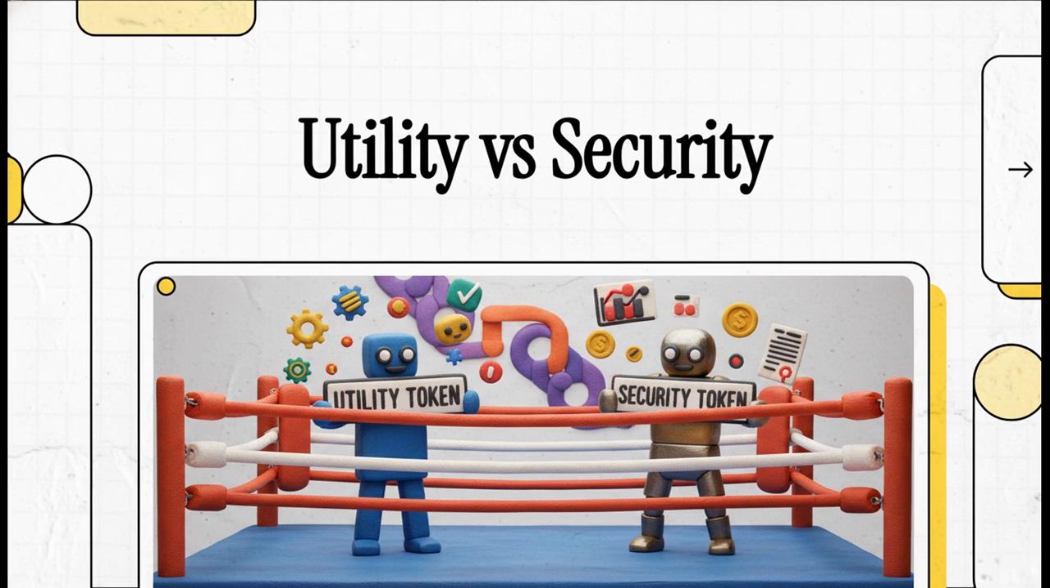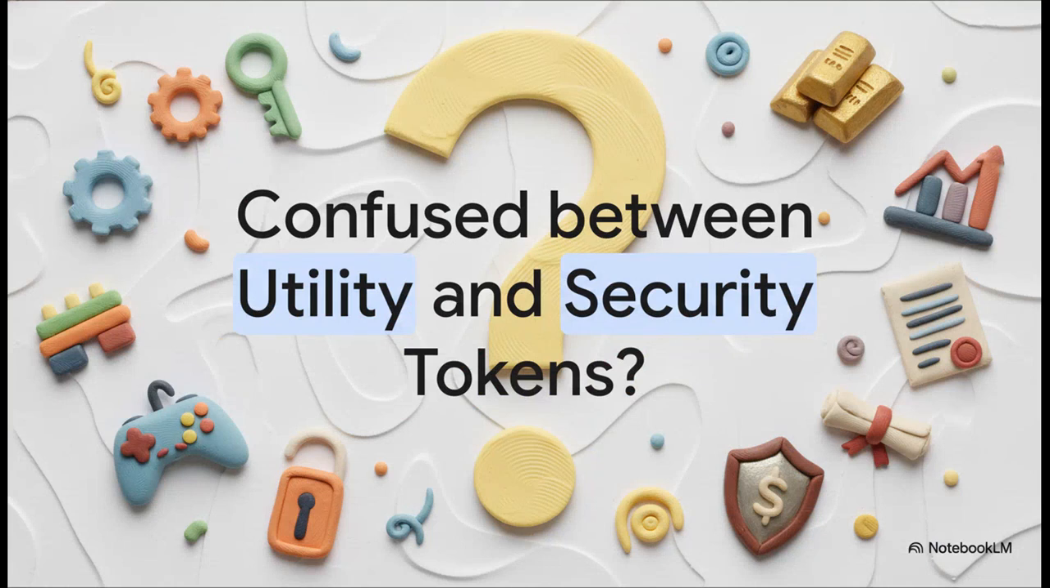If you spend any time looking at Web3 projects, you see these terms literally everywhere, right? But figuring out exactly how they differ, well, it's not just a matter of semantics. It's totally foundational to how you approach the whole blockchain space. So if you've ever looked at a project and felt completely confused about whether it's a utility or a security token, trust me, you're not alone. It's honestly one of the most common hurdles for people digging into the crypto ecosystem.